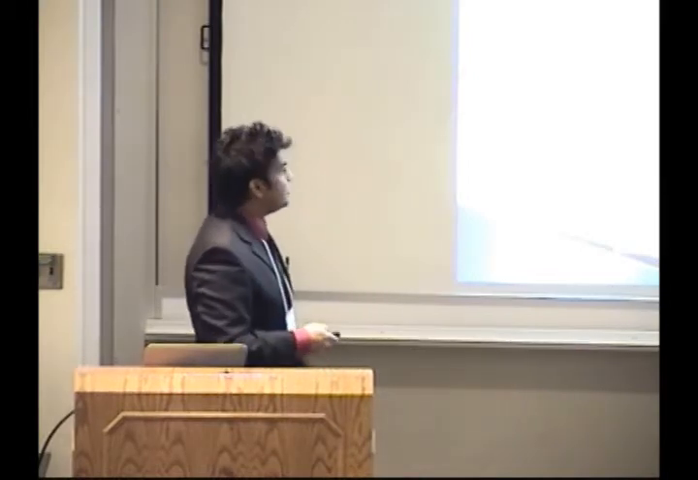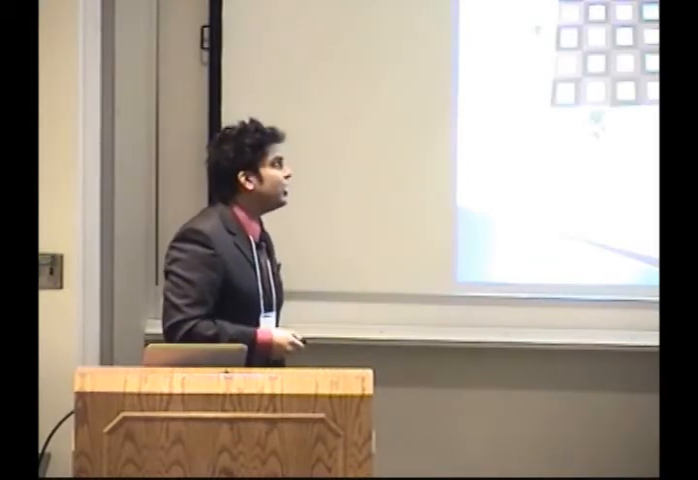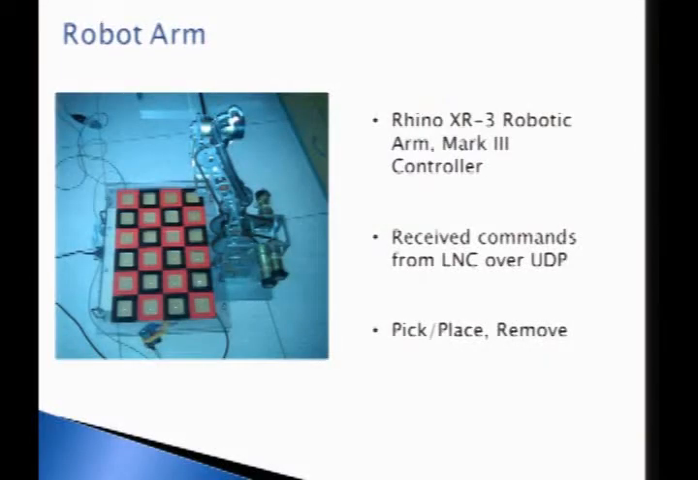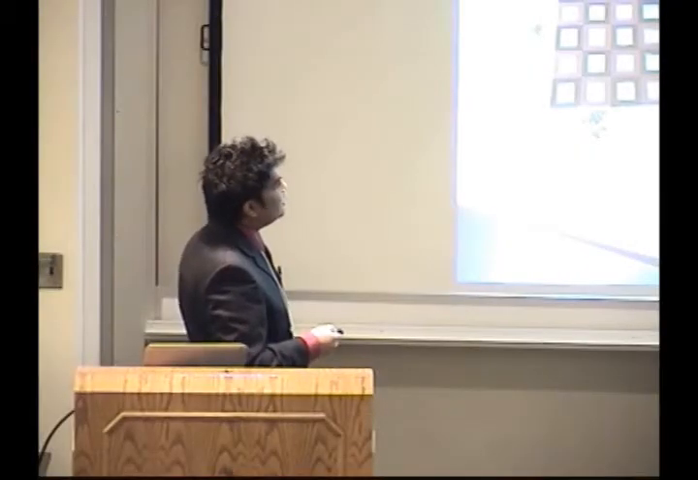So the next piece of the puzzle is the robot arm. And so we used a Rhino robot that's actually used in one of the courses here. And so this would basically do pick and place procedures on our checkerboard, and also remove captured pieces from the board. And again, it would receive commands over UDP from the logic and network controller.